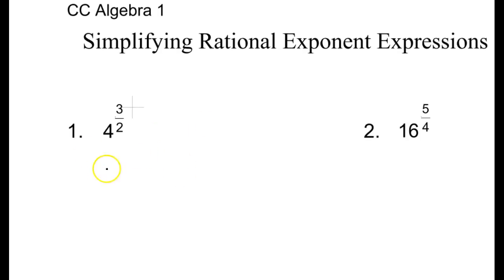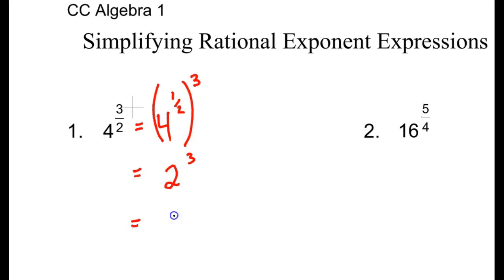Right here. So for instance, if you want to do 4 to the 3 over 2 power, break it up into 2 steps, make it 4 to 1/2, right? And then just take that 3 and put it on the outside. So this is 2 to the third, which is equal to 8.